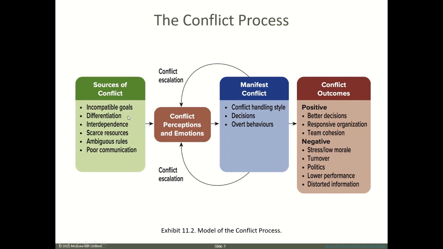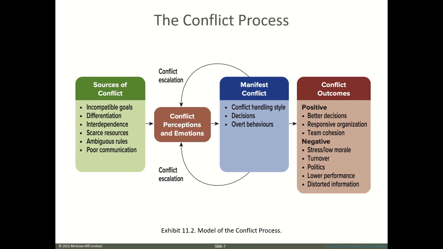On the left-hand side, the sources of conflict lead one or both parties to perceive that conflict exists. People think that there is a conflict in the organization. They have some perception, and after that all members and employees in the organization become aware that the other party's statements and actions are incompatible with their own goals. Our goal is different and the other's goal is different. So: incompatible goals, differentiation, interdependence, scarce resources, limited resources that we have, and ambiguous rules. The rules are totally different and not easily understandable to all employees, and there is a lack of communication, sometimes poor communication. Those are the normal causes, the normal sources of conflict.